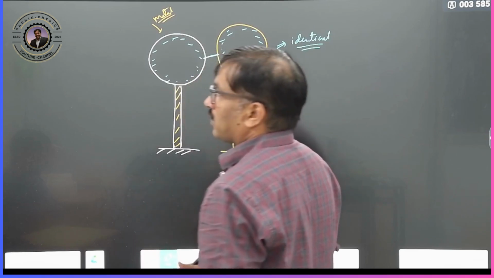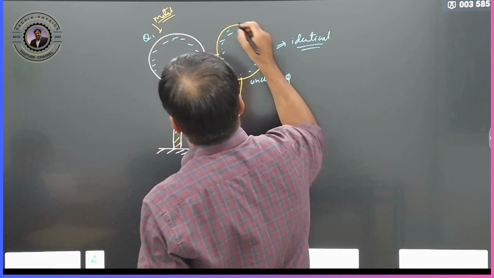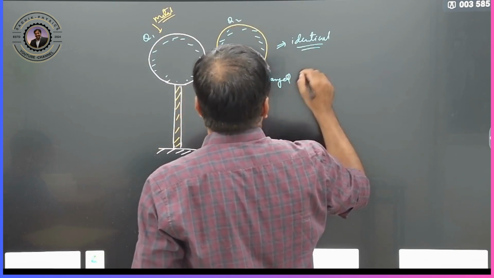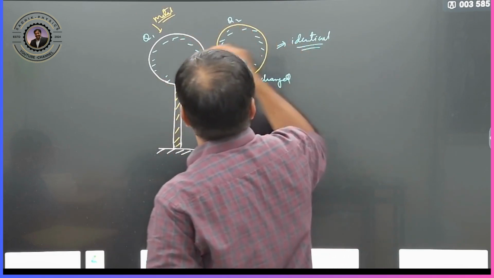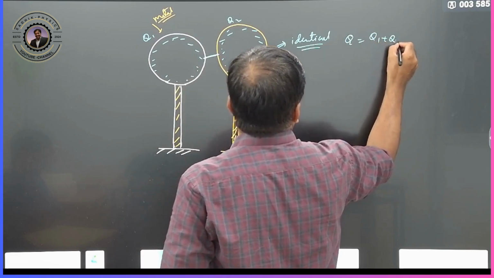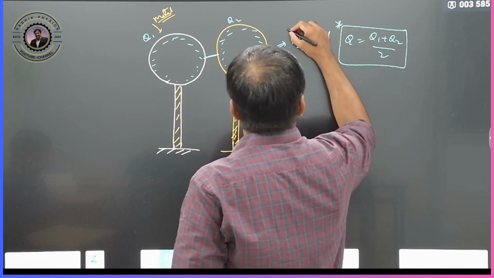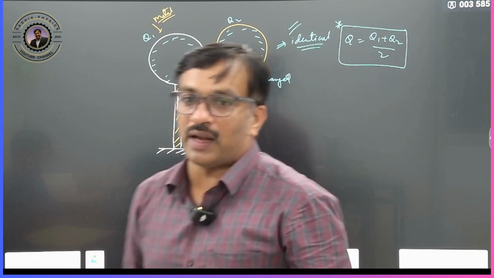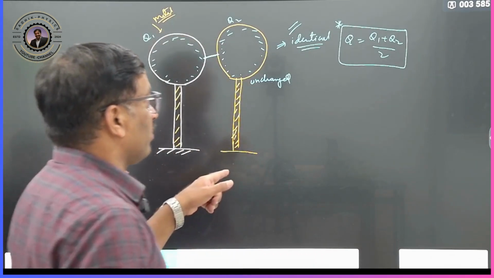how much charge will be there? Suppose the initial charge on this one is Q1 and on the other one is Q2. If they are identical, I am telling identical only, what will be the final charge on each one? The final charge will be equal to (Q1 plus Q2) by 2. This is the average. This formula is applicable only if they are identical. If they are not identical, we should not use this formula.